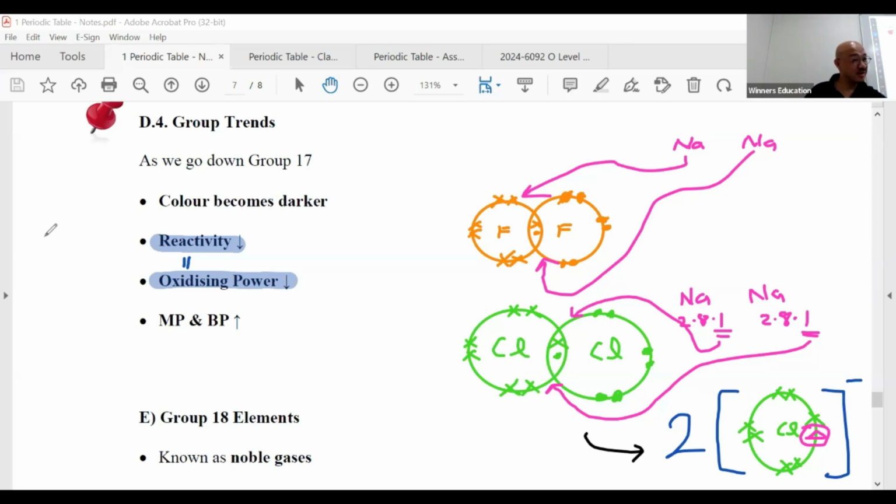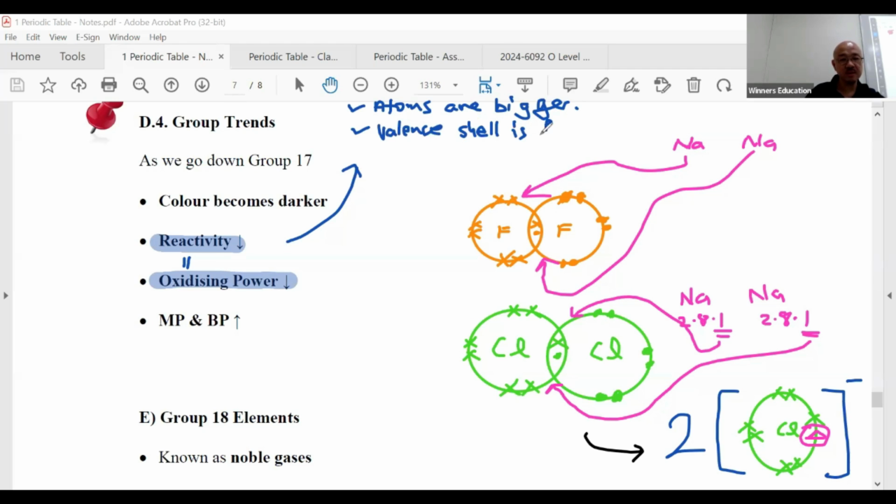All right, so if you don't mind, I write the answer slowly. My answer, I'll just use the space here if you don't mind. All right. As you go down group 17, what happened? The atoms are smaller. Hey, did I say smaller? They are bigger. Said the wrong term. They are bigger, right? They get bigger and bigger. Correct? The valence shell, which is the outermost shell, is further away from the positive nucleus.